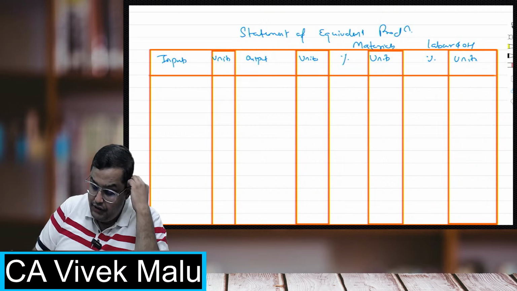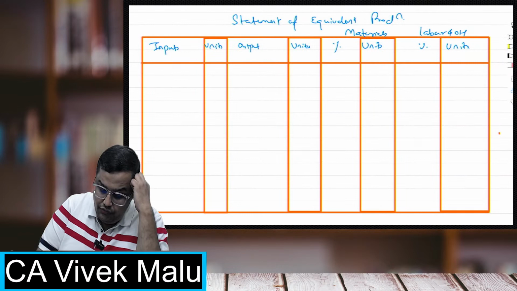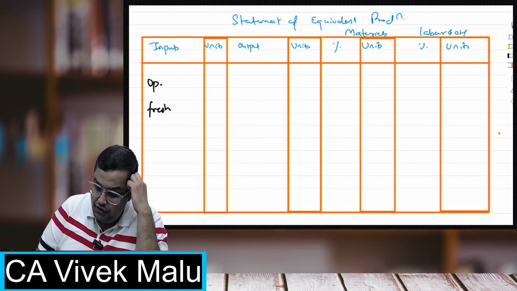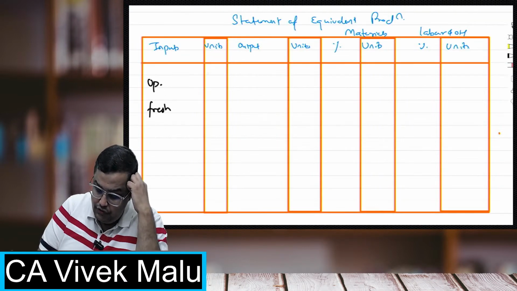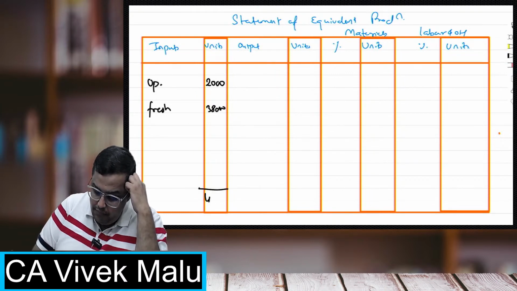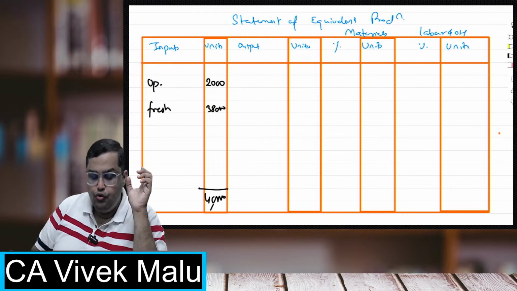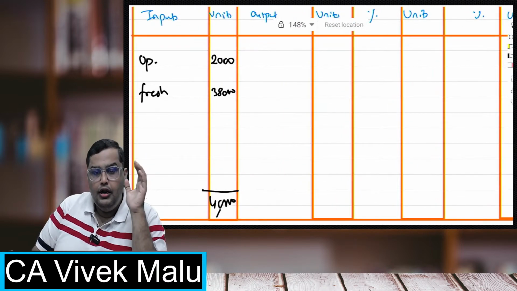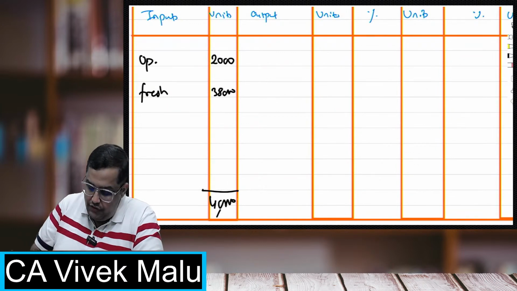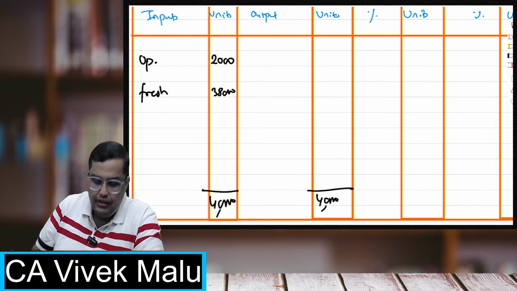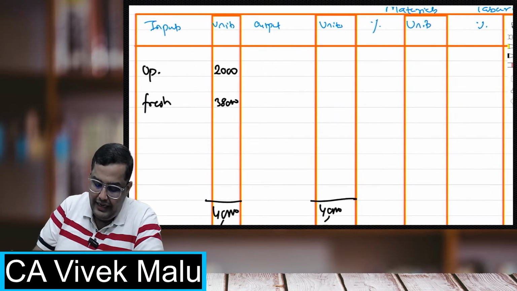Now students, after doing this, how many units were input? Opening and fresh. Opening was 2,000 units and fresh is 38,000 units. So the total input is 40,000 units. Now students, always remember your inputs and outputs must tally. So if this is 40,000, this also has to be 40,000.